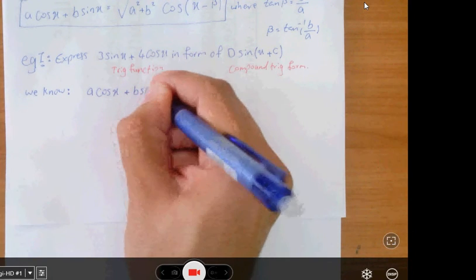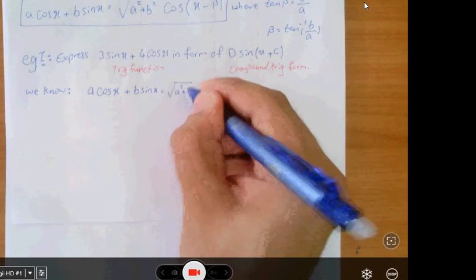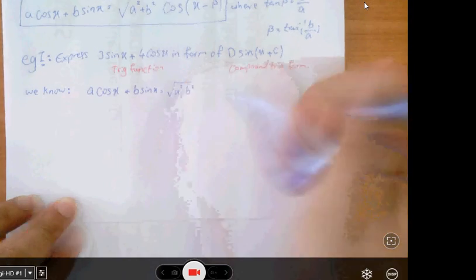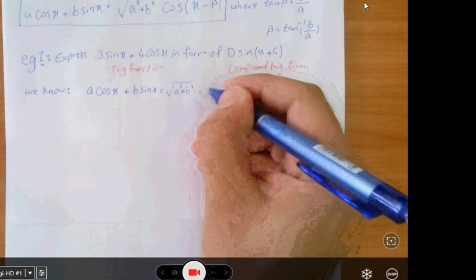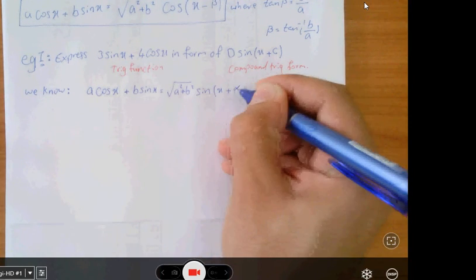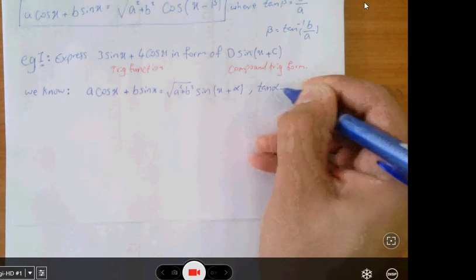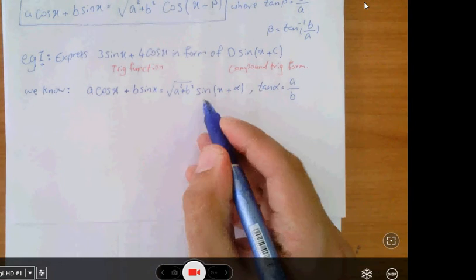a sine of x plus b cos of x equals square root of a squared plus b squared, sine of x plus alpha. And over here, I know that the tangent of alpha equals what? A over b. That's for when I have a sine, which relates to tangent.